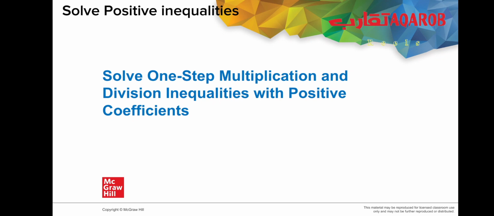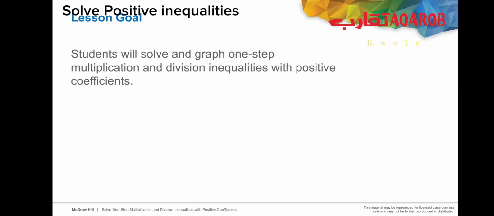but taking into consideration the different signs, actually changing the sign of the coefficient of the variable is very, very important. It could change the whole solution, or change the whole graph for inequalities. So it's very important for you to understand the difference between graphing or dealing with inequalities with negative coefficients and positive coefficients. Now, at the end of the lesson, you will be able to solve and graph one-step multiplication and division inequalities with positive coefficients.